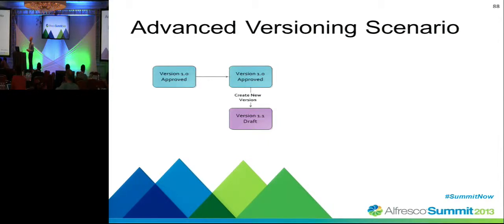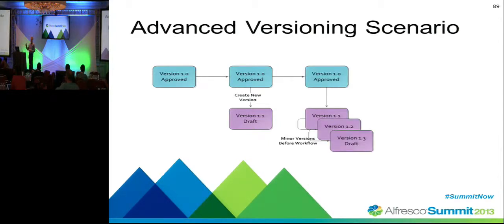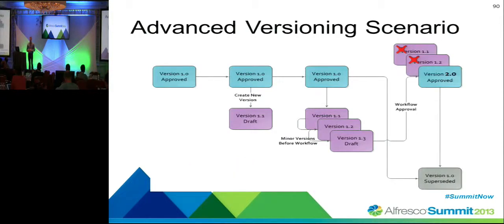So while the draft is a work in progress, it can be versioned multiple times if there's multiple edits to that content. So we might end up with that 1.1 getting versioned to 1.2, 1.3, and so forth. Eventually, when that document is ready to go through workflow, it would go through an approval cycle, and then that 1.3, the latest draft version, we would actually want to change the version number to become a 2.0. We want to delete any of the previous minor versions and then move the version that was 1.0 to superseded.